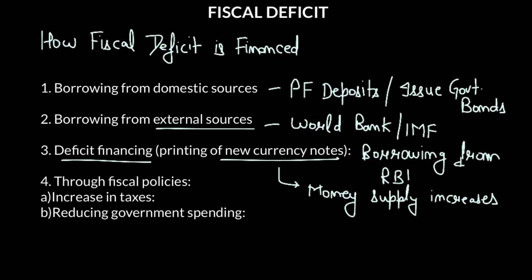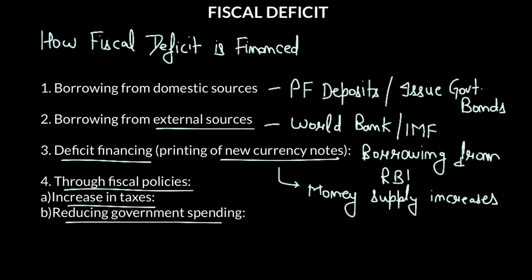The fourth way is through better fiscal policies, which can be done by an increase in taxes, which can lead to an increase in revenue of the government, which in turn would reduce the deficit. But obviously an increase in taxes is not very popular among the people. And one of the big reasons for not reducing petrol price by the government recently is to keep fiscal deficit in check. Second is reducing government spending. Government can also cover its deficit by reducing government spending. That can be done by reducing subsidies or reducing the expenditure on infrastructure, etc.